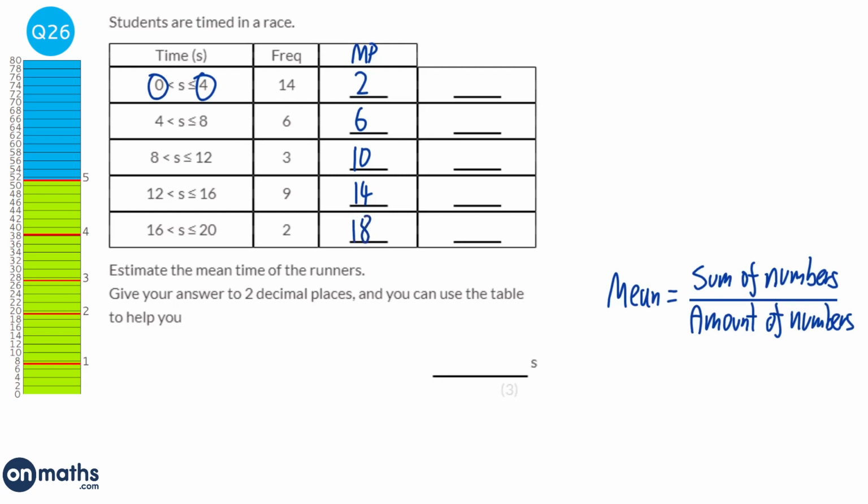Then we're going to do our FS column, okay? And so we're assuming that 14 students got a time of 2 seconds, so when you times those together, you get 28. And we're just going to times all of these together.